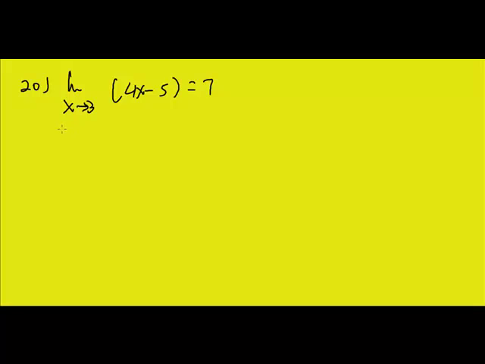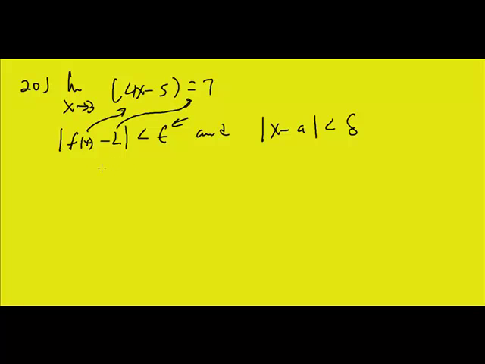Now my proof says the absolute value of f of x minus L has to be less than epsilon, and at the same time the absolute value of x minus a has to be less than some delta. But they don't give us any epsilon in this situation, so we're just going to leave epsilon as is. So there's my f of x and there's my L. Let's plug it in. The absolute value of 4x minus 5 minus 7 is less than epsilon, and at the same time the absolute value of x minus a, which is 3, is less than delta.